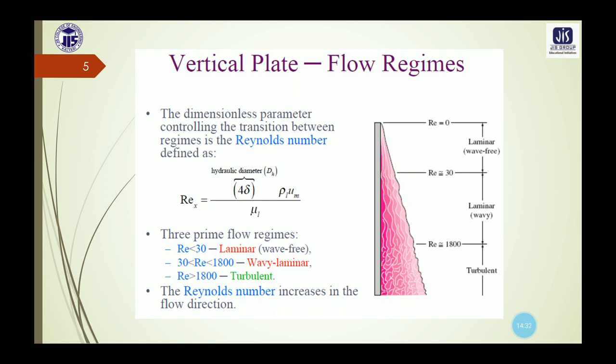That means it is not totally turbulent or totally laminar. Some laminar characteristics are there, but it is of wavy nature also, like a transition zone. After that, when the Reynolds number is greater than 1800, the flow regime is totally turbulent. You can see in this diagram also that beyond 1800 the flow regime characteristics are of turbulent nature, and this Reynolds number increases in the flow direction.